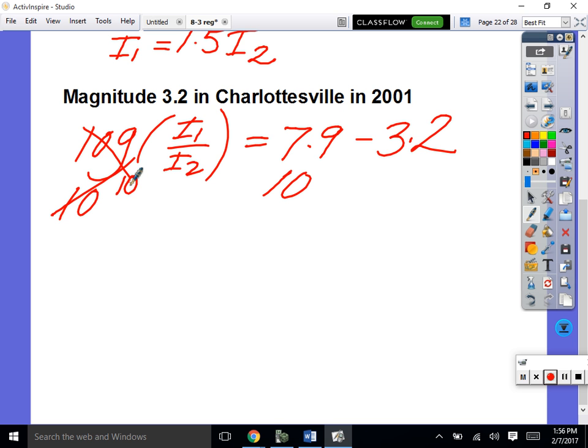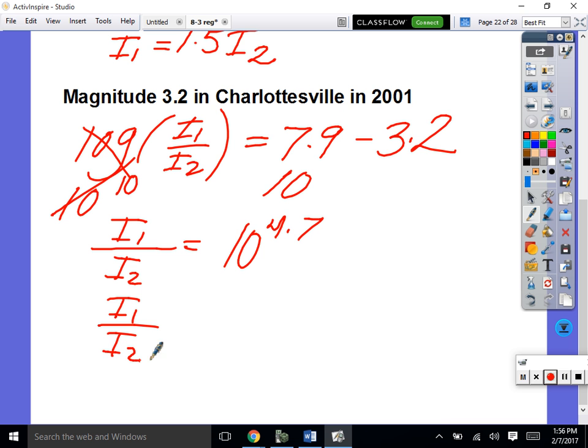So log base 10 and base 10 cancel out. So intensity 1 divided by intensity 2 equals 10 raised to the 4.7. I should have calculated that. So we know that intensity 1 divided by intensity 2 equals 50118.7. Is that what you get?